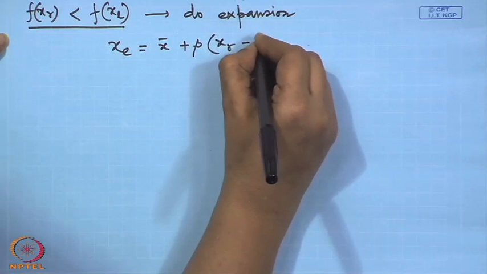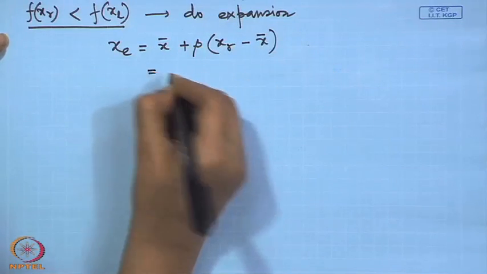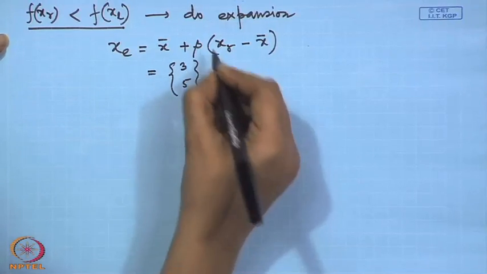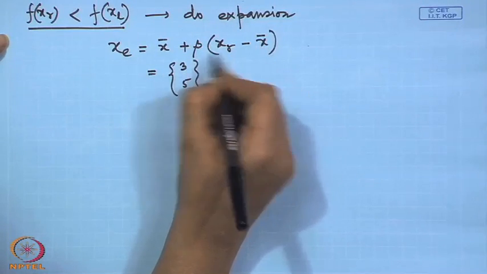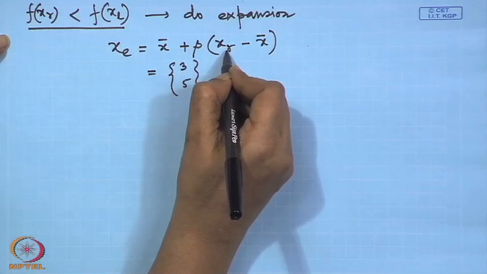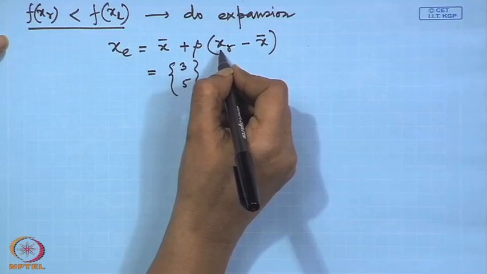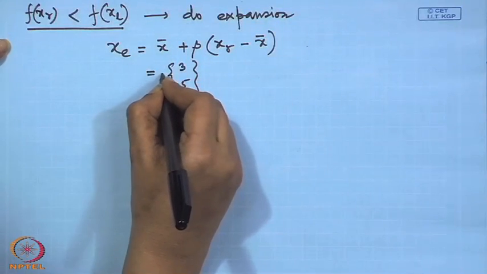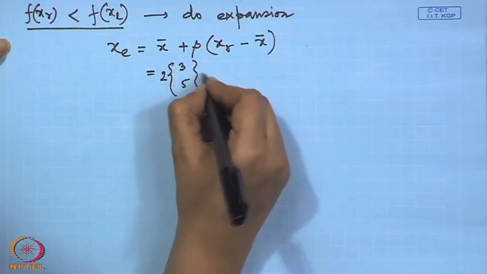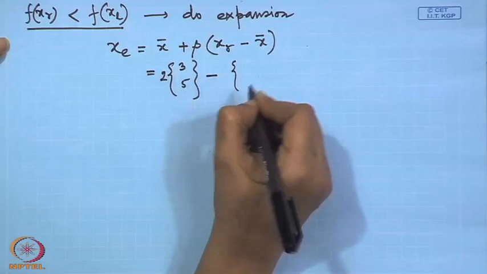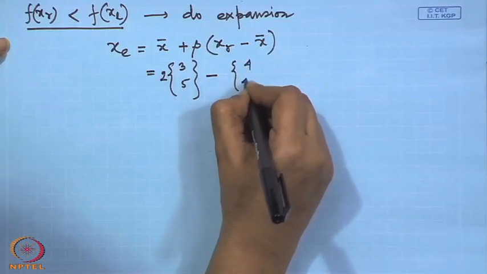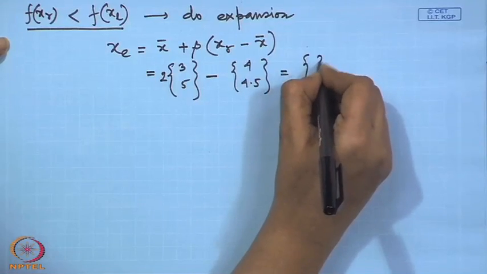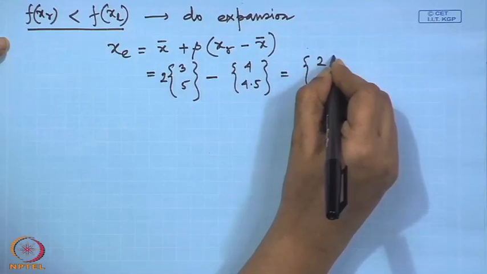xr, the reflection, minus x bar. What is x bar here? 3 and 5, beta is equal to 2, that is why we are getting 2 into xr, that is 2 into (3, 5) minus x bar, which is (4, 4.5). That is why we are getting the expansion value as (2, 5.5).